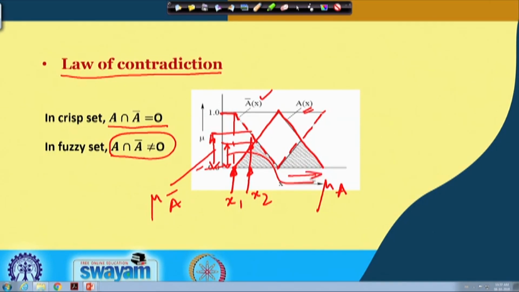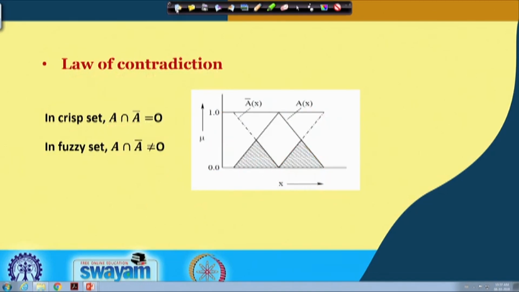If I proceed with different values of x, I will be getting one area, and this particular area is the intersection area. So, this type of intersection area I will be getting, and that is why A intersection A bar is not equal to 0 in fuzzy sets.